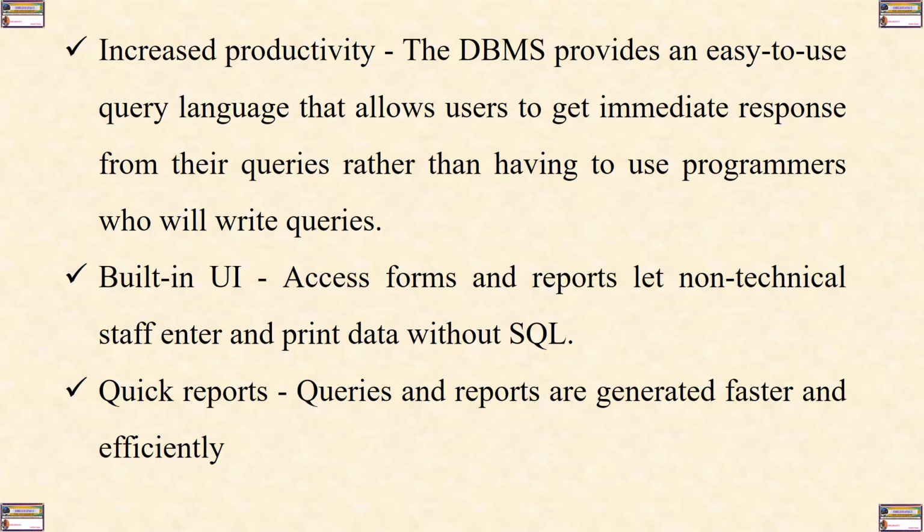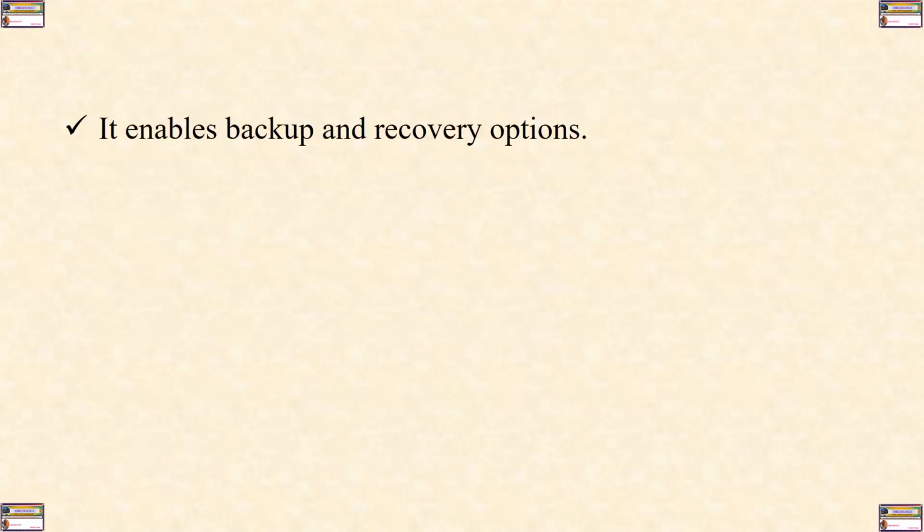Another advantage is quick reports. With the use of a database, like a Microsoft Access database, you can make use of an object we call reports, through which you can generate any kind of information. And this information can come from either queries or directly from the tables, but in the form of a report. So with the use of a database, queries and reports are generated faster and more efficiently.